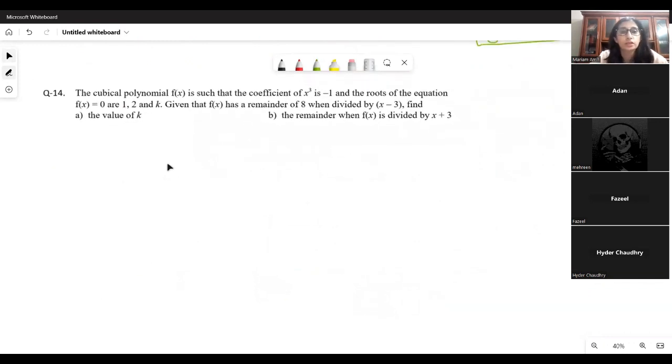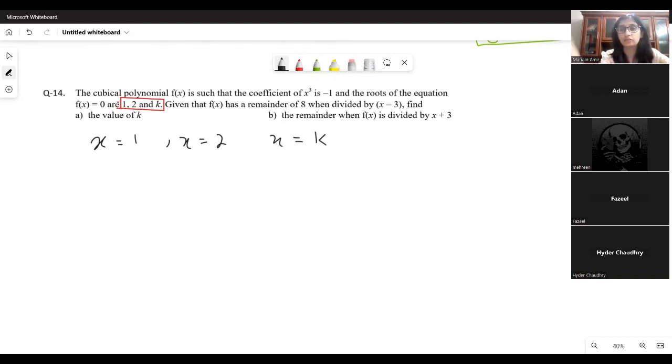Question number 14. The cubic polynomial f(x) is such that the coefficient of x cubed is minus 1. And the roots of the equation f(x) equals 0 are 1, 2, and k. What does it mean, the roots of the equation? x minus 1, x minus 2, x minus k. ये क्यूबिक इक्वेशन बना रही. ठीक है. So roots का मतलब है कि the values of x. So x equals 1, x equals 2, and x equals k.